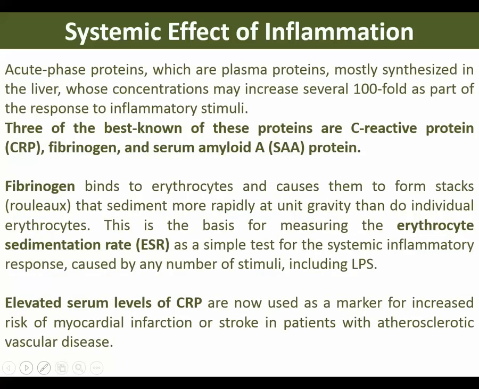Now you all know the liver reacts to the inflammation, right? Liver reacts and the liver produces three types of protein. What are they? C-reactive protein, fibrinogen and serum amyloid A.